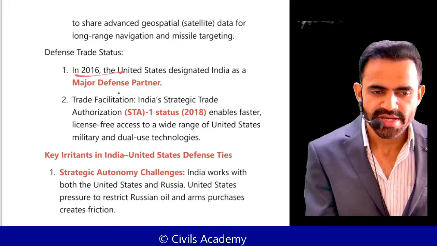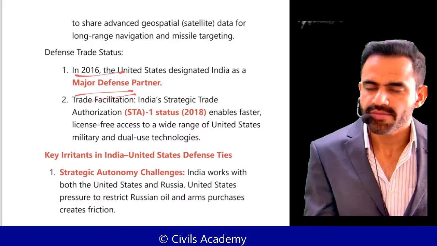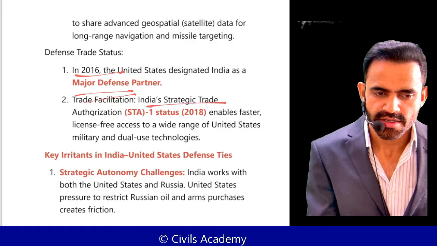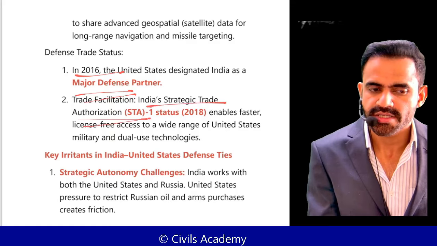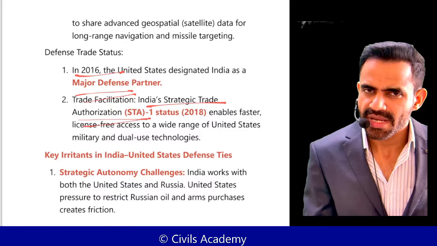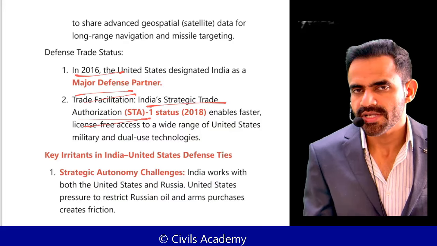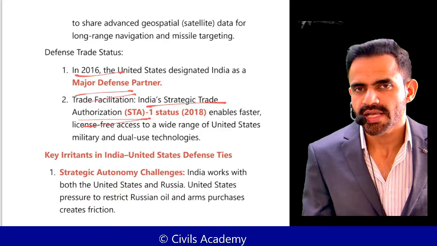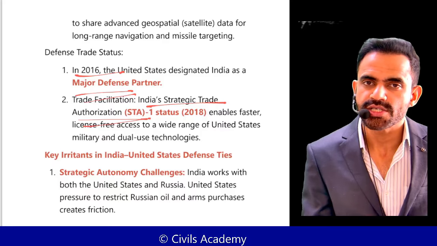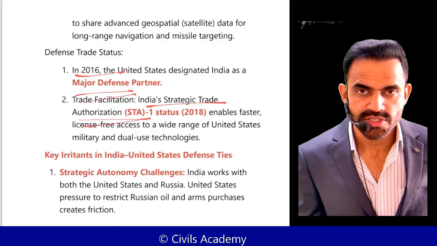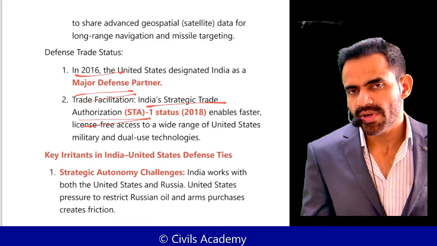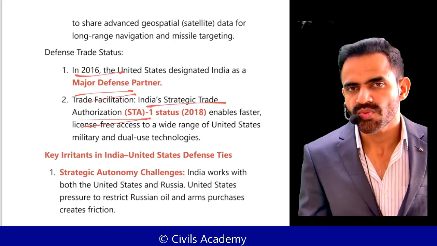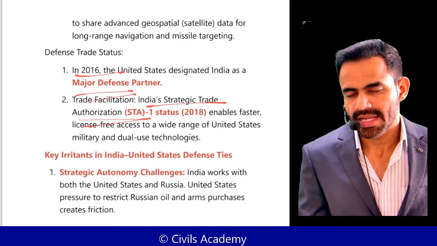In 2016, US has given the status of major defense partner, and subsequently, India's strategic trade authorization was also given. Meaning, we can purchase the weapons in a faster way. But the problem is, as of now, there is not sufficient technology transfer from US side. Technology transfer means what? US in this case is just acting as a seller. US just want to sell. They don't want to share the technology.